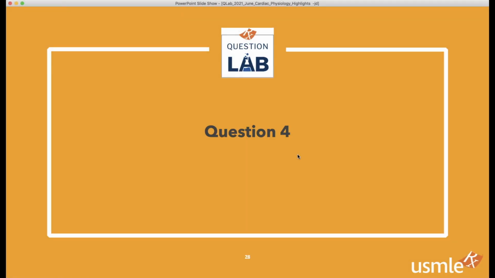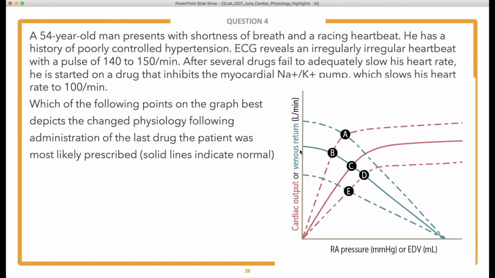All right, let's go ahead and move on now to our last question of the evening. Once again, the answer choices are covered up, and we will begin with the lead-in. Which of the following points on the graph best depicts the changed physiology following administration of the last drug the patient was most likely prescribed? And we have a note there that tells us that solid lines indicate normal on the graph. Which of the following points on the graph best depicts the changed physiology following administration of the last drug the patient was most likely prescribed?